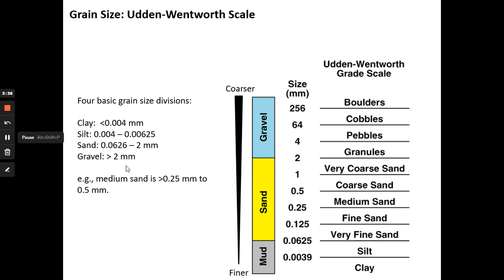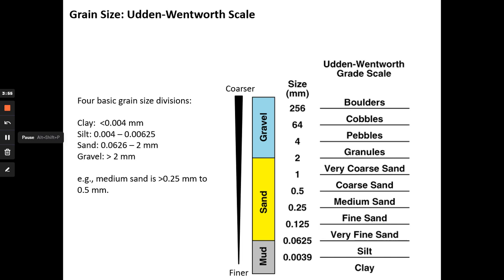And anything above 2 millimeters is called gravel. You can divide your gravel into different subdivisions also, going from granules to pebbles to cobbles to boulders. So anything above 256 millimeters in size, we call them boulders. It might be the size of a house.